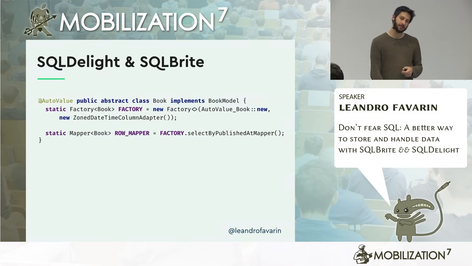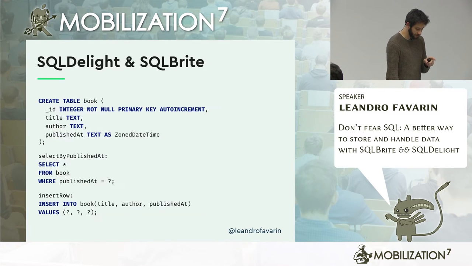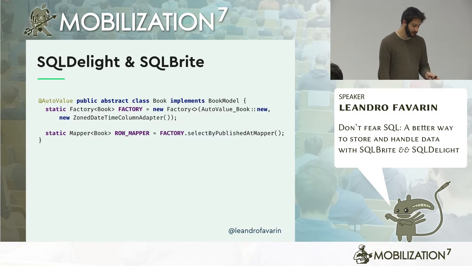On the Java side, on my AutoValue class, again, this is just for me to get my factory and my mapper. You can see here that now I'm using a custom field. So I'm just going to go back one slide. This publishedAt is of type ZonedDateTime. And now on the Java side, you can see that I pass an instance of my converter, my adapter. And that's all you have to do on the Java side.